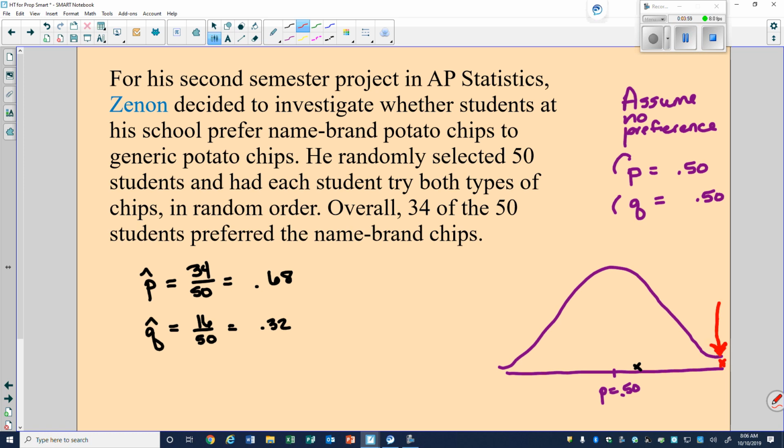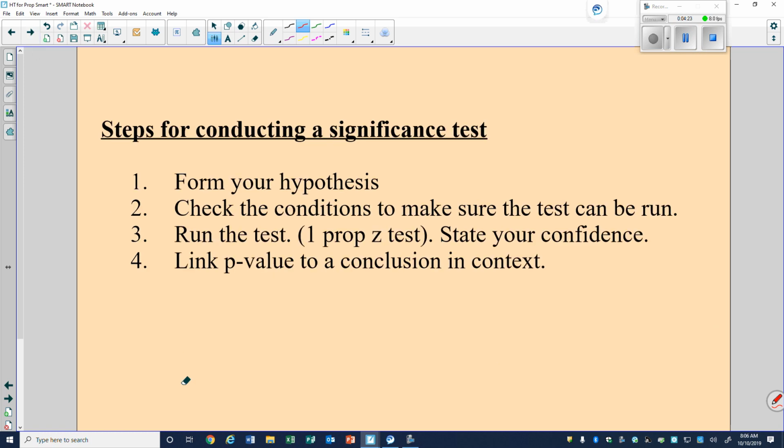And if it's a really uncommon result, then we could show that we think there's actually a preference for these chips. And what that's going to depend on is the standard deviation of this normal curve and how far that's going to take it out. Okay. Now, to figure that out, we're going to run a test that's going to tell us if this result is an unusual result for us. And that is a hypothesis test or a significance test.